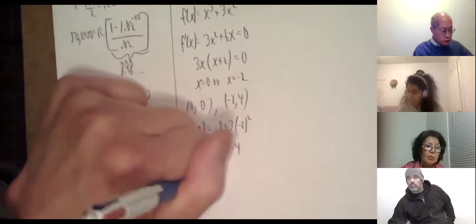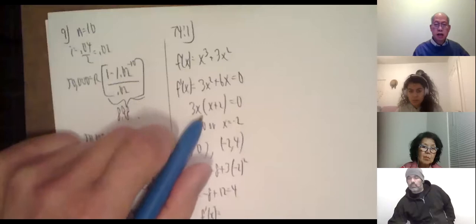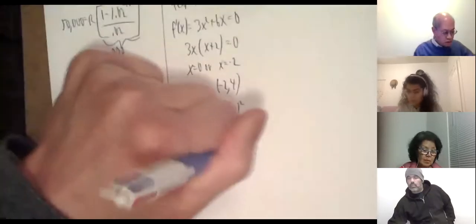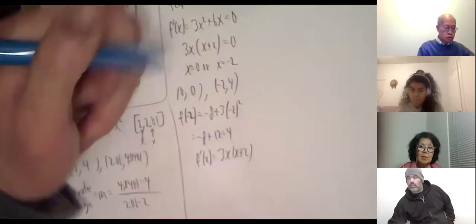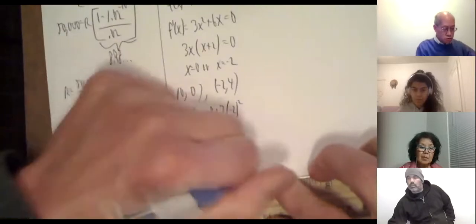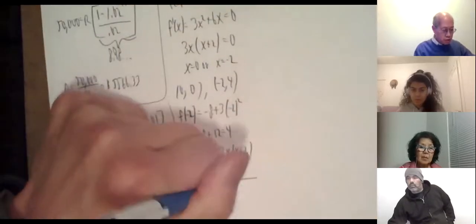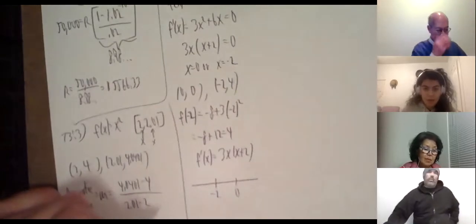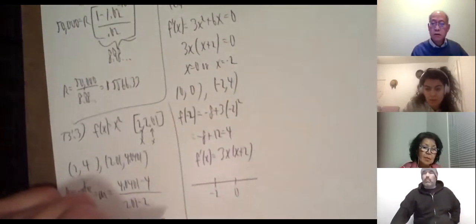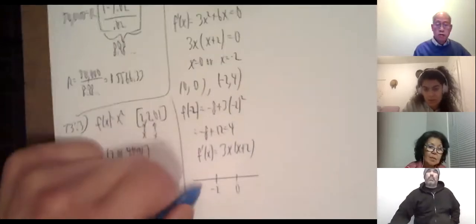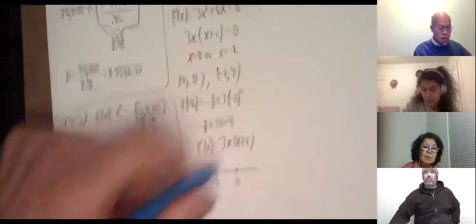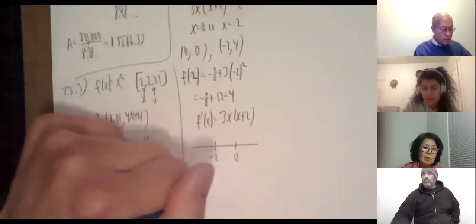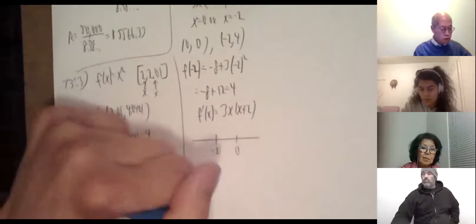So sign chart. The derivative came out to be 3x times (x plus 2). Critical values negative 2, 0. So pick something here, here, and here. So negative 3. Put something here, negative 1. Something here is 1.